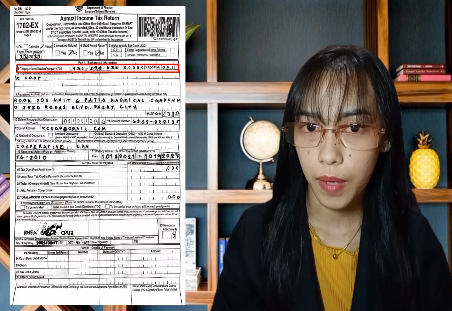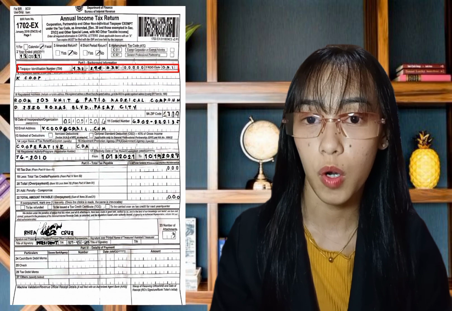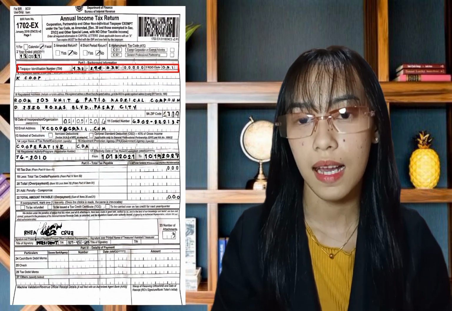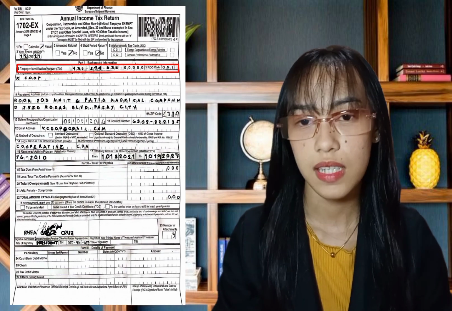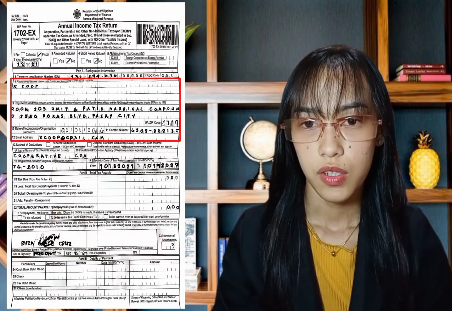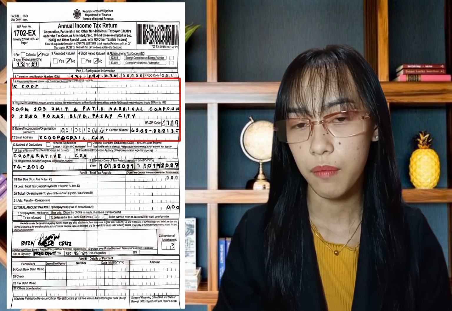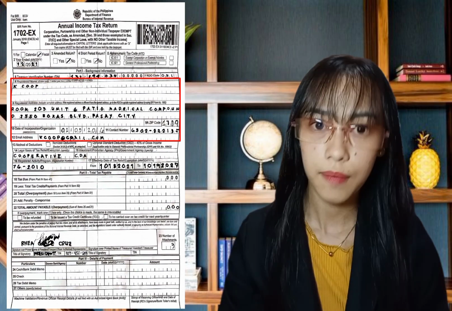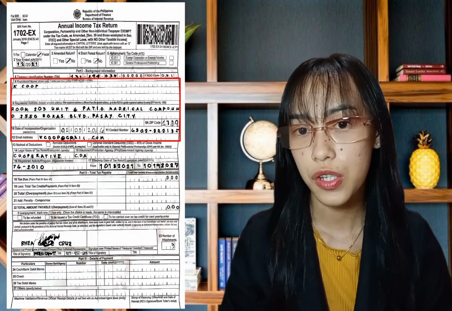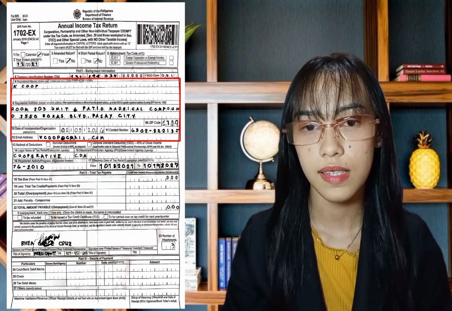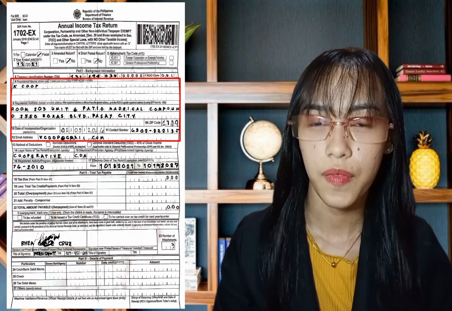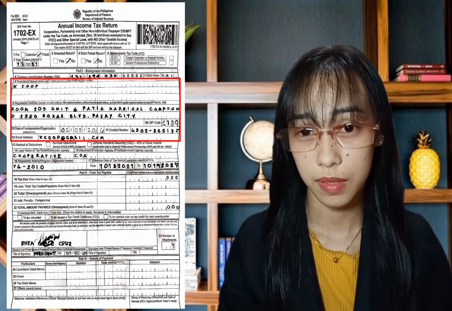Moving on to Part 1, the background information of the cooperative, just fill up the tax identification number or TIN of the association as well as the RDO code. We also put the registered name of our cooperative. As you can see on the screen, the registered address, zip code, date of incorporation or organization, and also the contact number of the cooperative, then put the email address.